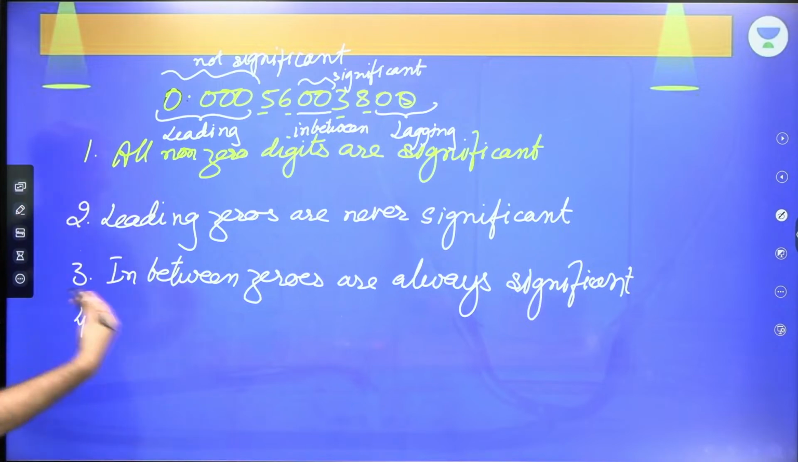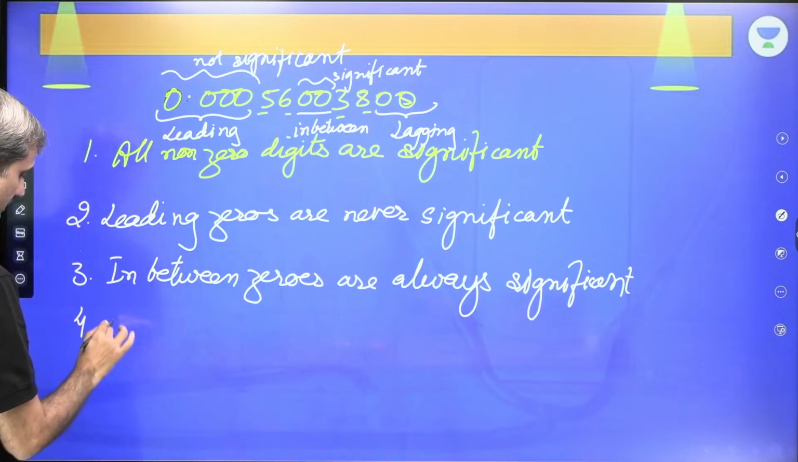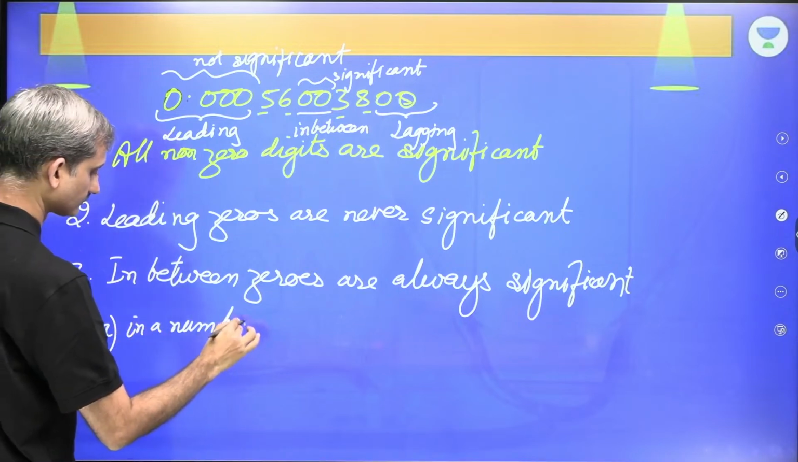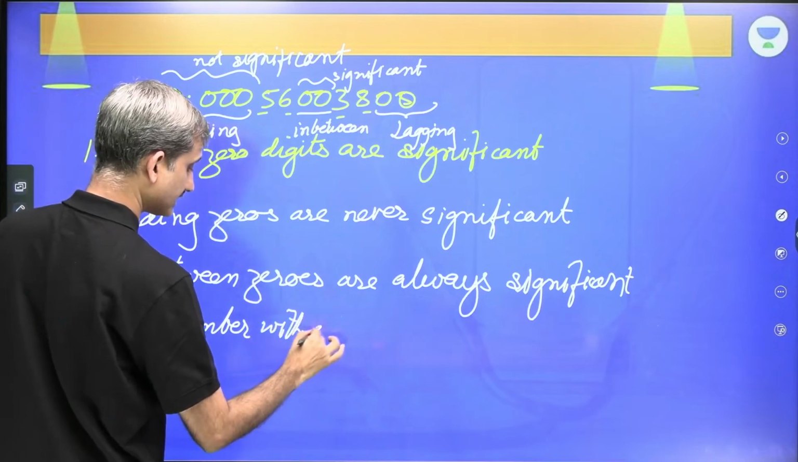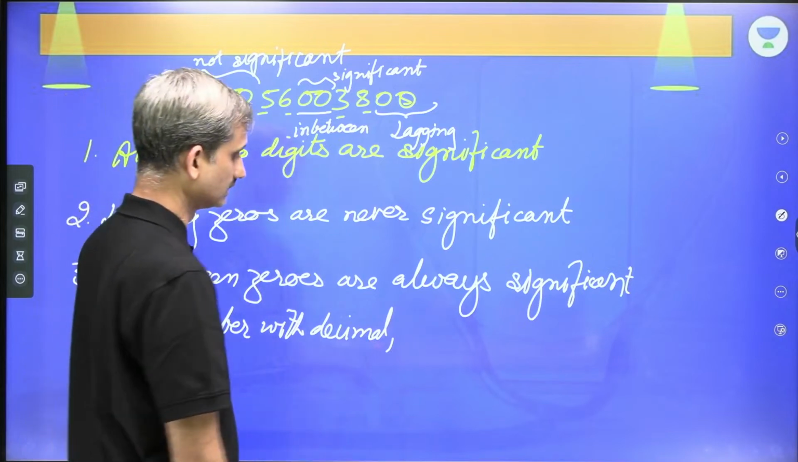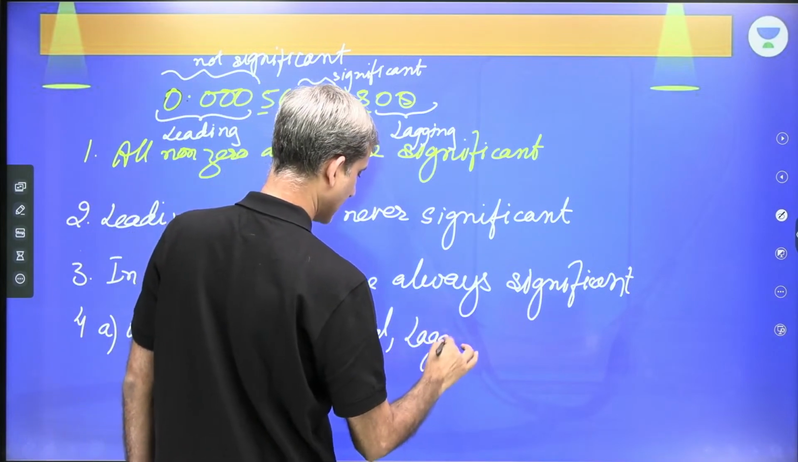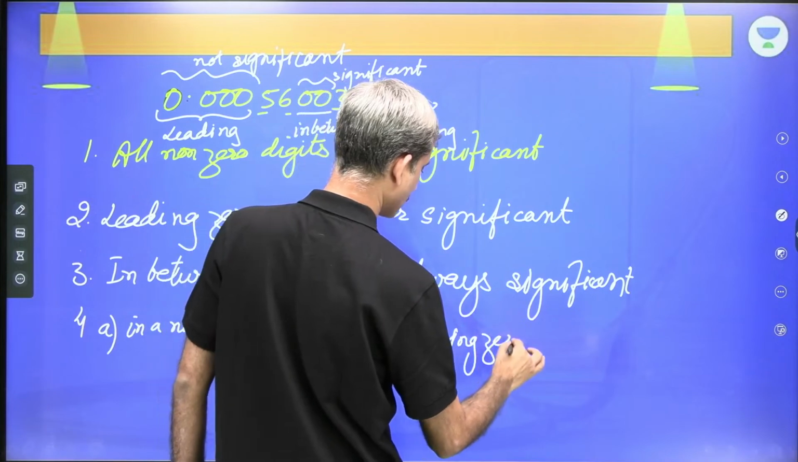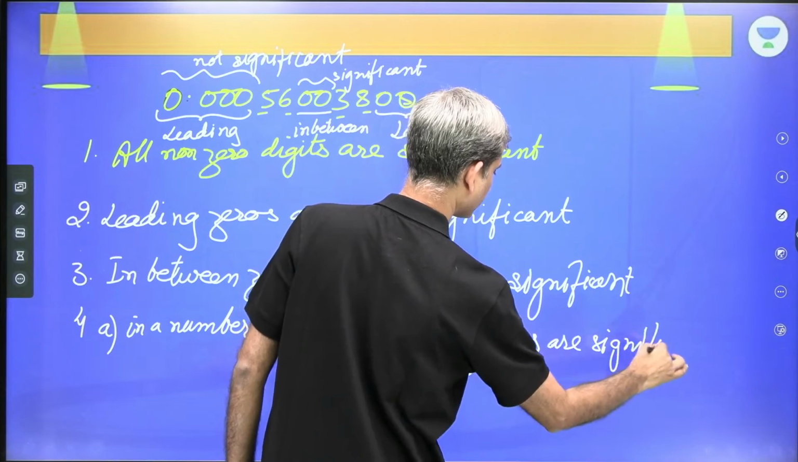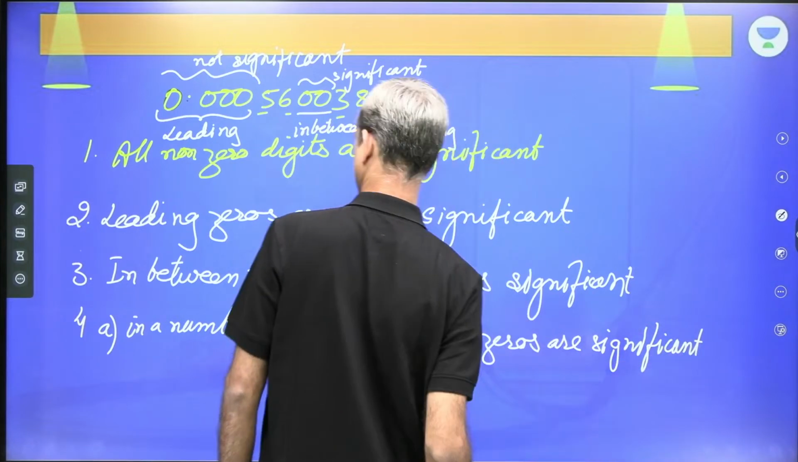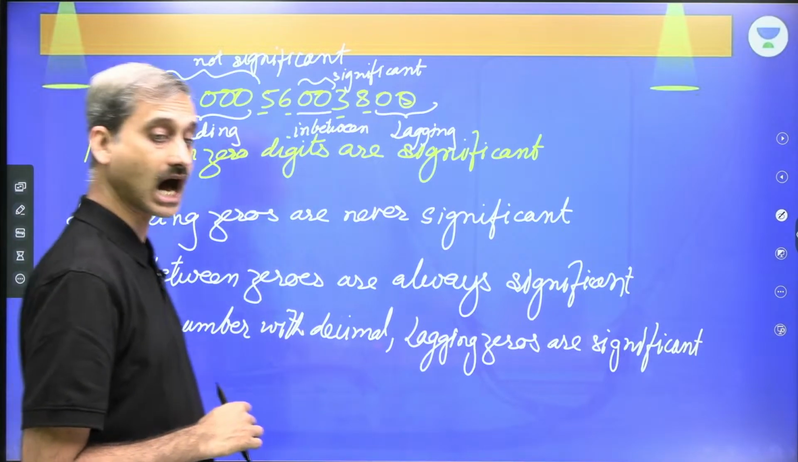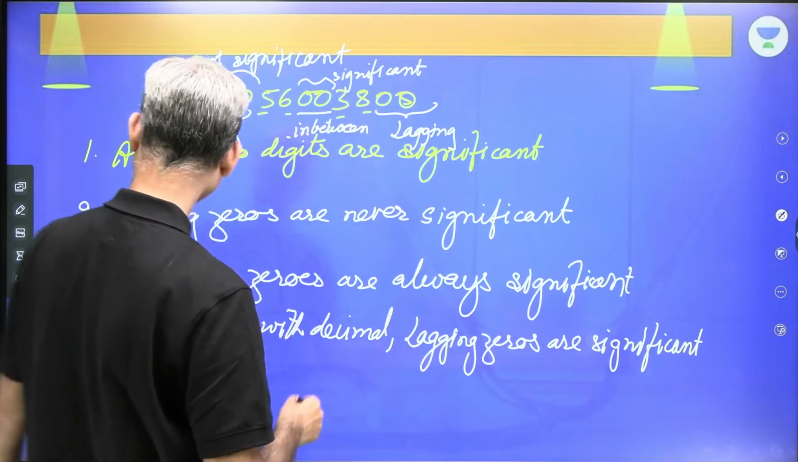Now then we have the lagging zeros. So here we have 2 points. In a number with decimal, lagging zeros are significant. In a number with decimal, lagging zeros are significant. Fine.